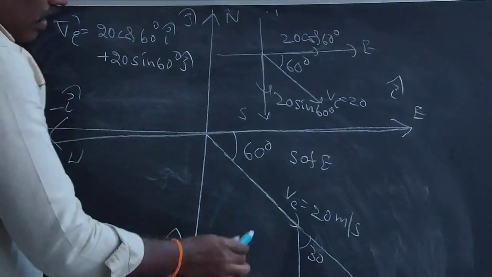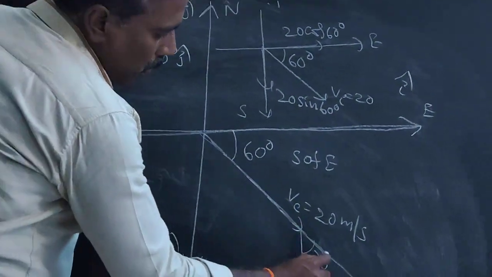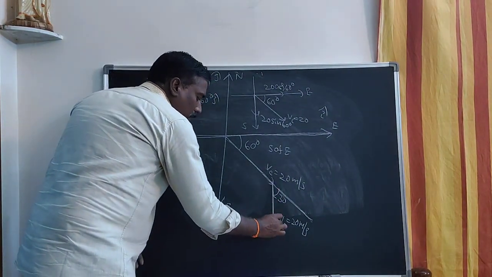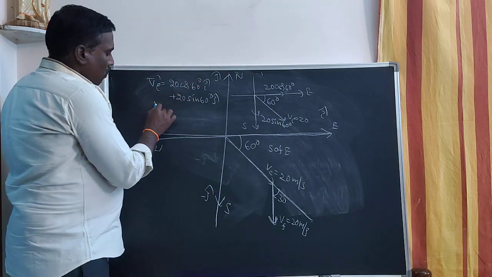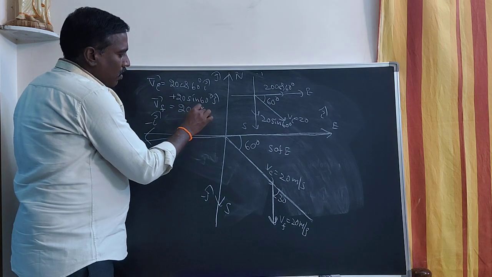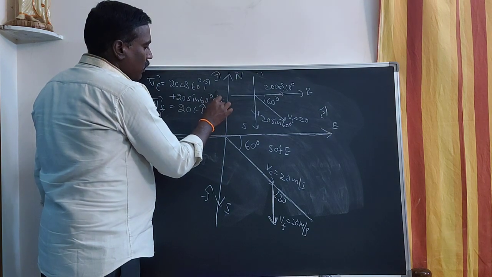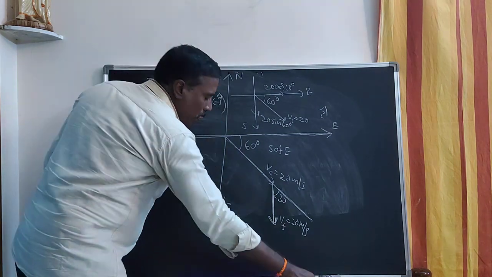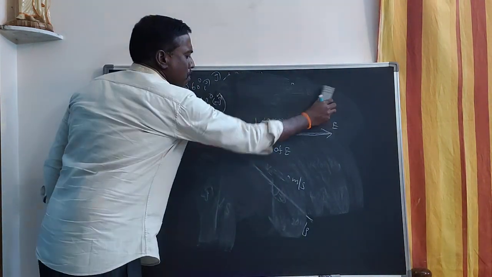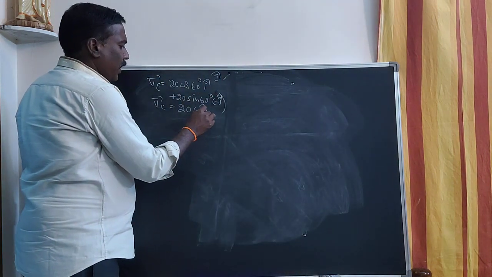What is the final velocity? Initially it moves along this line, then it takes a 30 degrees right turn, so finally it moves along south. So V final bar is equal to 20 times minus j cap. Here also it is moving downwards, this is minus j cap. These are the final velocities.